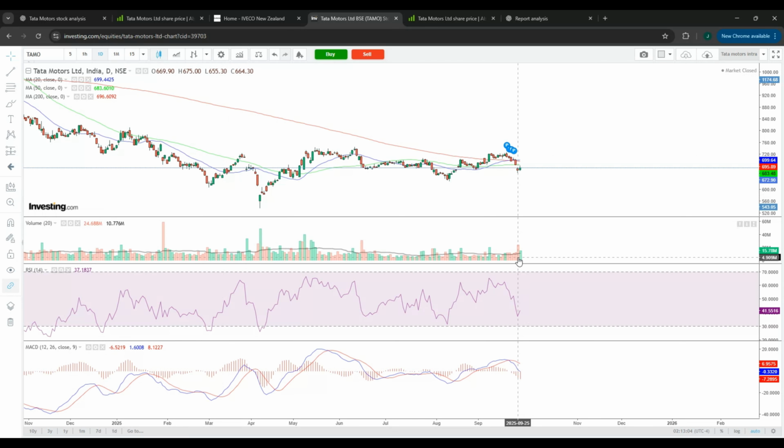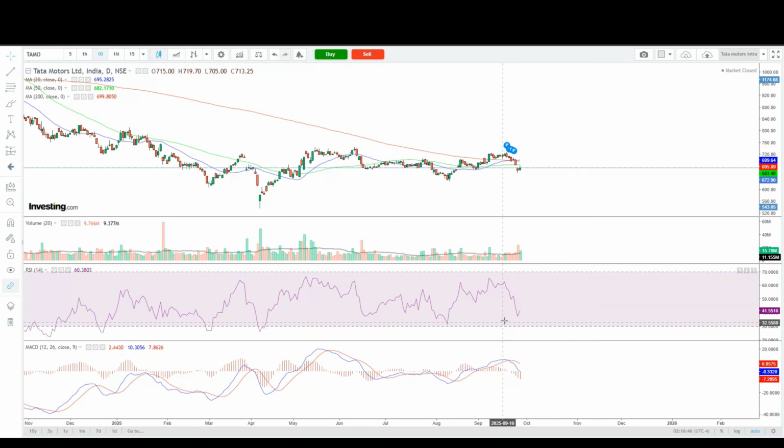You can see the volumes are more than the average. You can see the red candle here, and then there is higher volume, and you can also see the next candle is green. However, it looks like this is not sustaining at the moment. It looks like it's going to come down, and the RSI is not in the overbought zone or the oversold zone either.